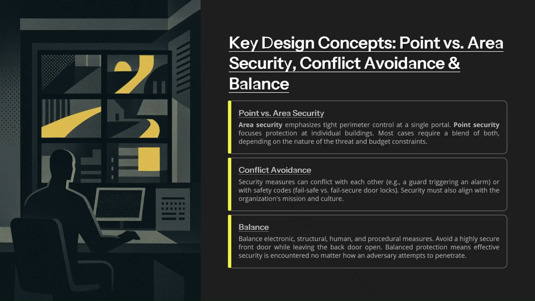Conflict avoidance is essential. Security measures must not interfere with operational efficiency or safety. For example, overly restrictive access controls may hinder productivity or emergency response. Finally, balance is key. Security must strike the right equilibrium between protection, cost, and operational convenience. Oversecuring can be as problematic as undersecuring. A well-designed system harmonizes these elements to achieve optimal performance.